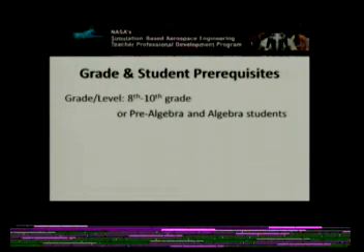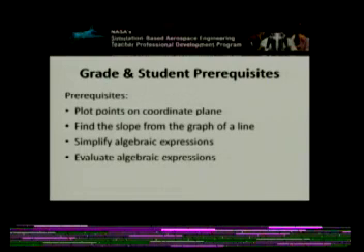This lesson is intended for 8th through 10th grade students, or pre-algebra and algebra 1 students. The prerequisites that we're expecting them to bring in are they should be able to plot points on the coordinate plane, they should be able to find the slope from the graph of a line, in order to write the equation of a line, they need to be able to simplify algebraic expressions, and they need to be able to evaluate algebraic expressions.